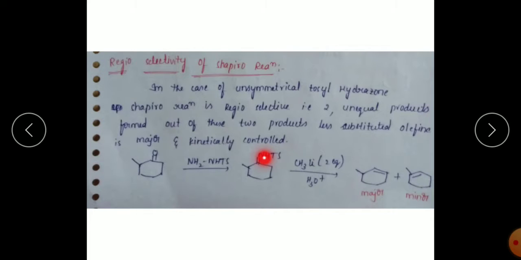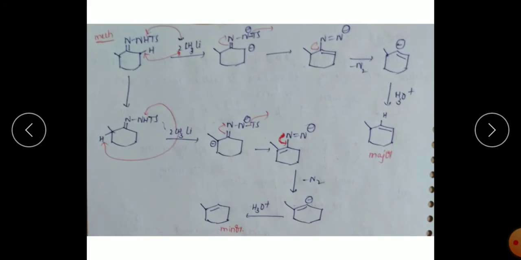One hydrogen is abstracted from this nitrogen, another hydrogen is abstracted from this carbon atom or this carbon atom. So there are two possibilities of second hydrogen abstraction from a carbon atom. That's why we get two products. These two products are obtained by the following mechanism. So this is the mechanism of regioselectivity of the Shapiro reaction.